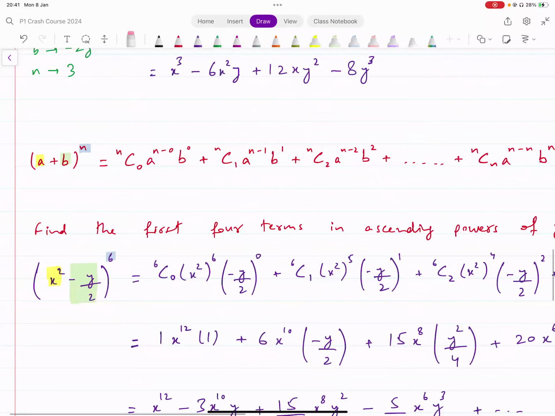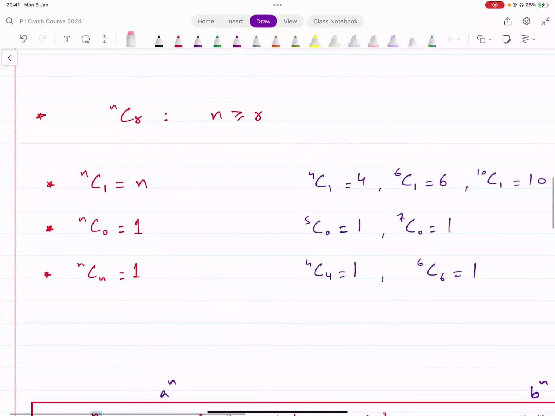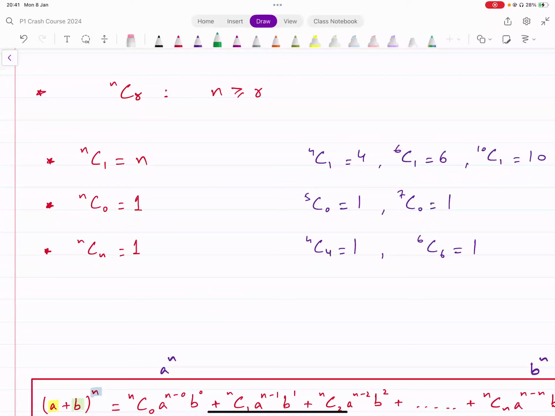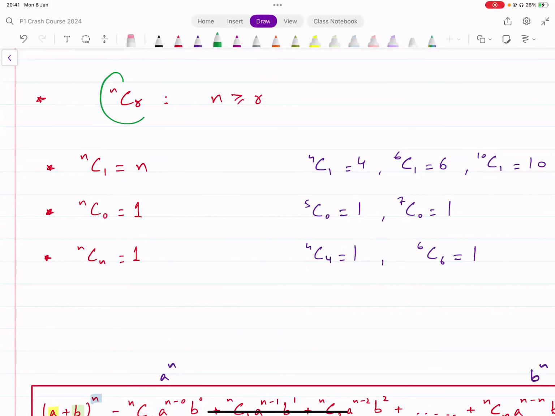Then there were some properties of this nCr function that we also said you need to be aware of. For example, one condition is that in this function, the number at the bottom cannot be bigger than the number at the top. So you can't have, for instance, 6C8. That would be undefined. The number at the top cannot be smaller than the number at the bottom. So n has to be greater than or equal to r. They can be equal, but n cannot be smaller than r. Okay, that's what we learned.